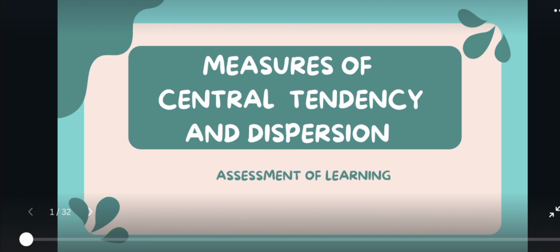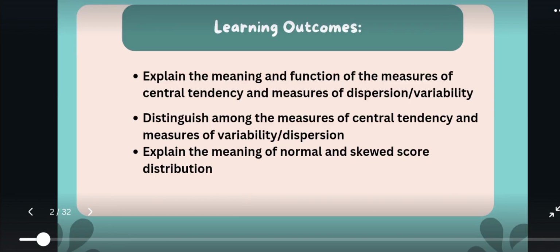So now let's have the learning objectives. First, you have to explain the meaning and function of the measures of central tendency and measures of dispersion or variability. You have to distinguish among the measures of central tendency and also the measures of variability. And lastly, explain the meaning of normal and skewed score distribution.